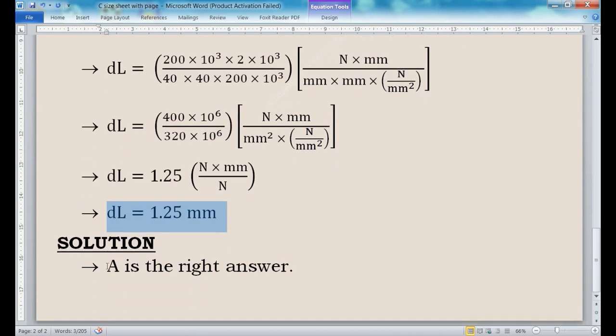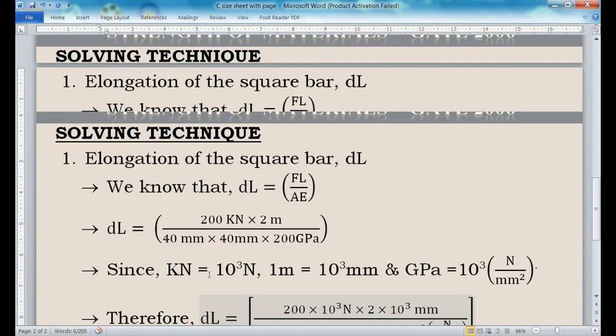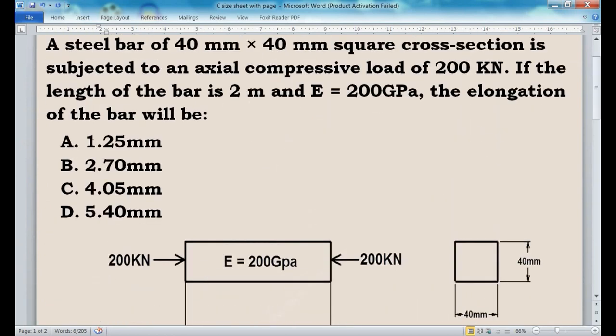So the solution is A is the right answer. You can see here among these four options, A holds the value of 1.25 mm. So this brings an end to the explanation part of this problem.